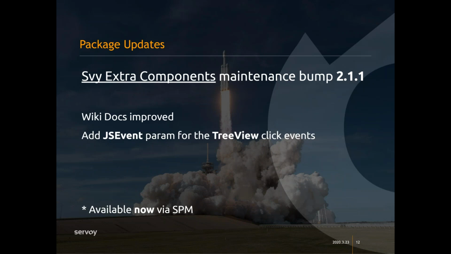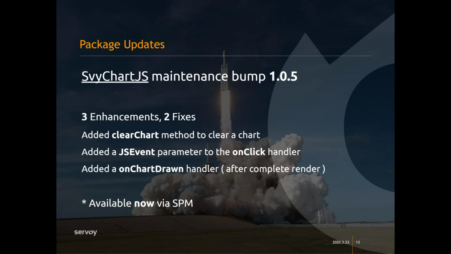The Servo Extra components, which is sort of an extension of the normal business components. There was a minor bump to that one. We improved some of the wiki docs there, and we added the JS event parameter to the click events. So right click, double click, single click. They all now pass a JS event, which you can pull off the X, Y coordinate, the time, etc. Really minor update there. That's in the Servo package manager as well.